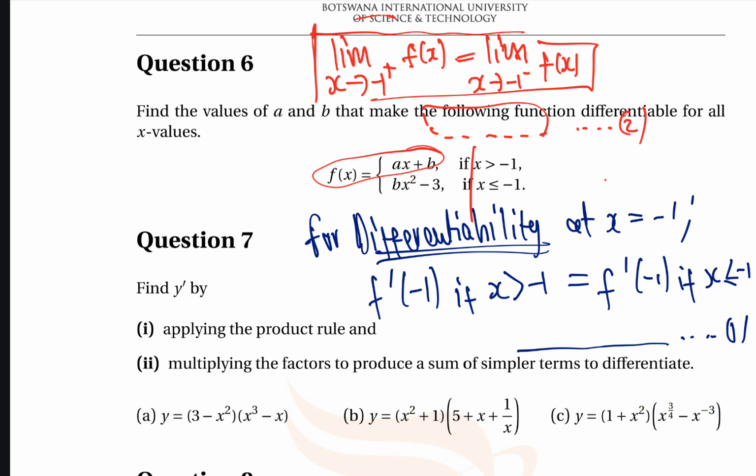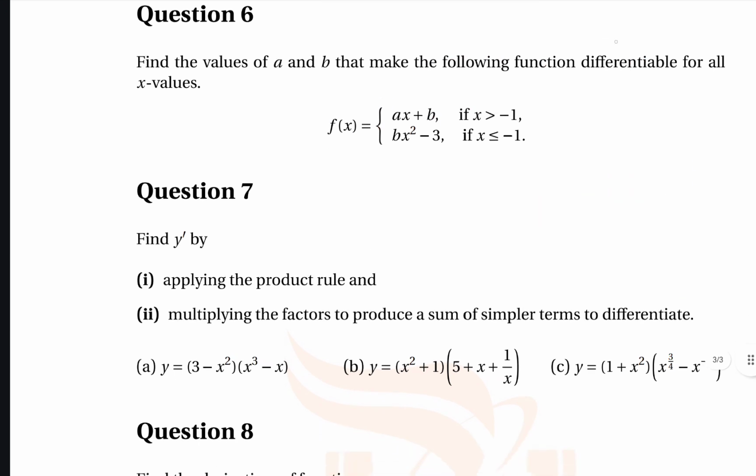Why do we do that? Because we know that differentiable things are continuous. So don't ever forget it. And that is what we're going to use. And you'd be done. And that is it for differentiability.